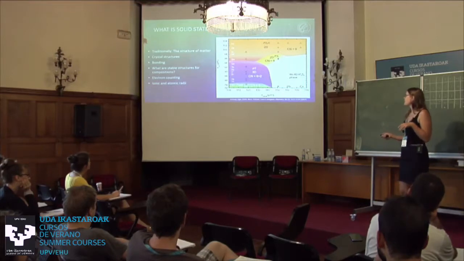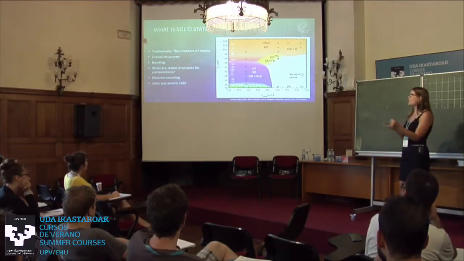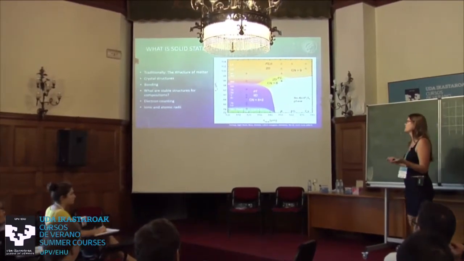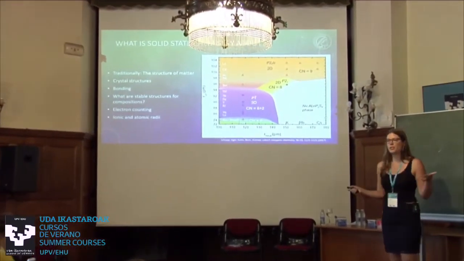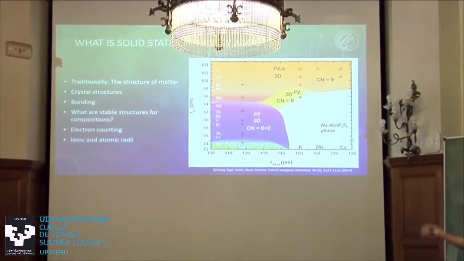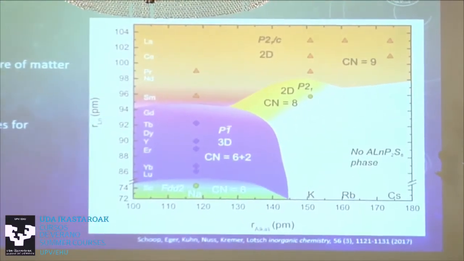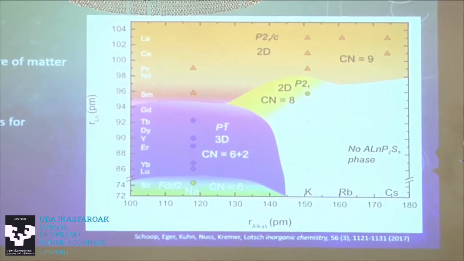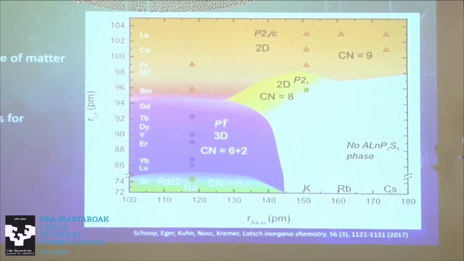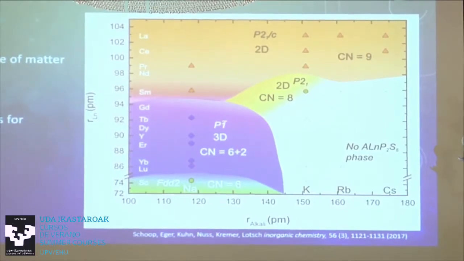Traditionally, solid-state chemists were just thinking about how the atoms are bonded with each other, what the structure is, what the stable compositions are, and what elements I can put together without forming anything, and how I can relate this to some rules like counting valence electrons or thinking of the sizes of atoms. This is a typical figure in a solid-state chemistry paper, a structural map, where you map some elements on each column, and you have different regions where different phases are formed or some regions where a phase is not formed, and therefore you have some understanding of what is possible to have.